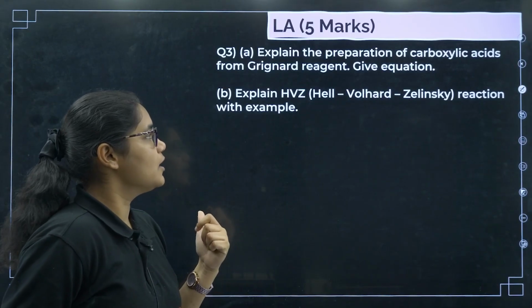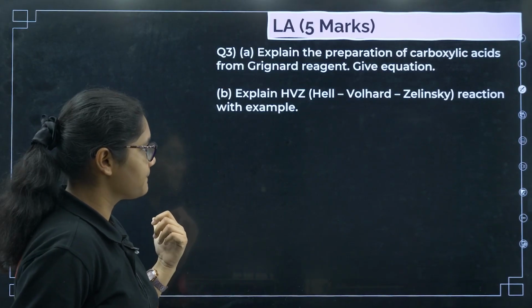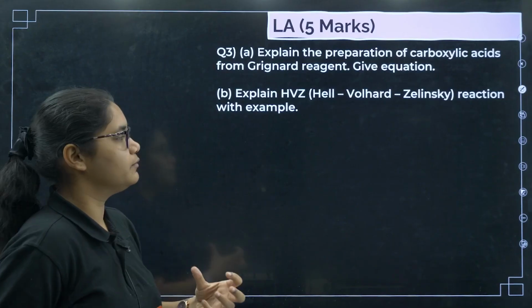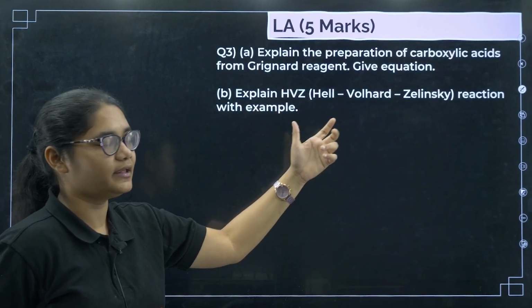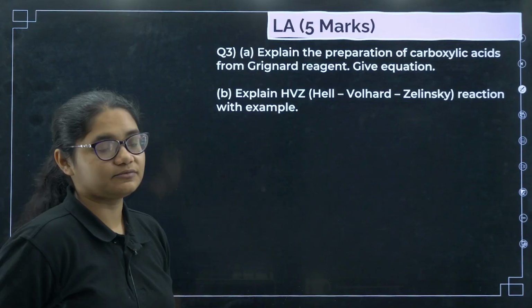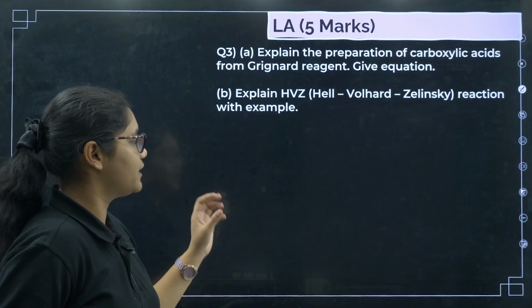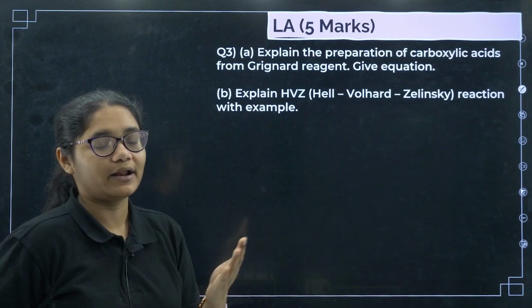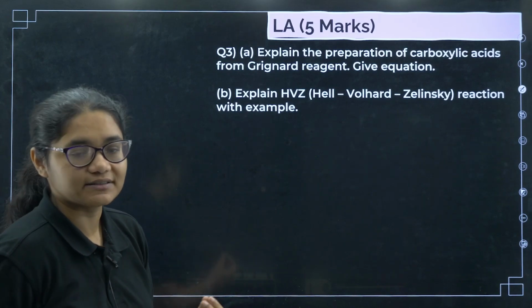So what happens when you take Grignard reagent? If Grignard reagent reacts with carbon dioxide, we get carboxylic acid. We have to write the equation for that. Next, what is the HVZ reaction with an example? Whenever alpha halo acids are formed in the presence of X2 and red phosphorus, we call it the HVZ reaction.